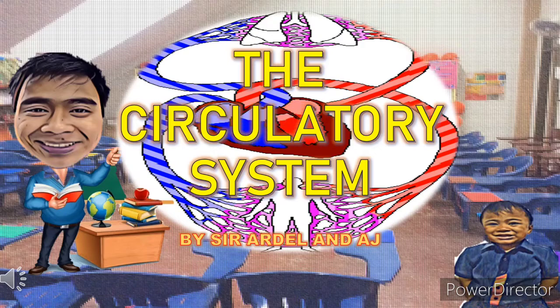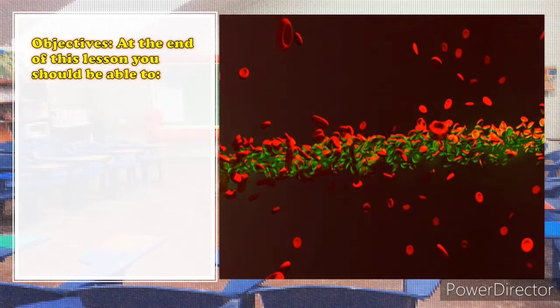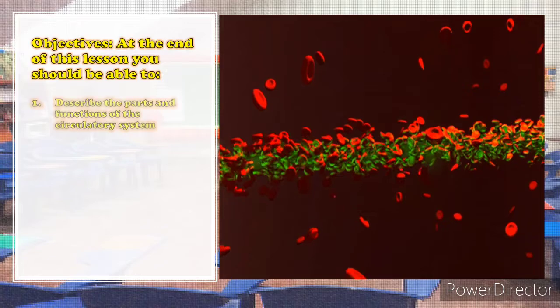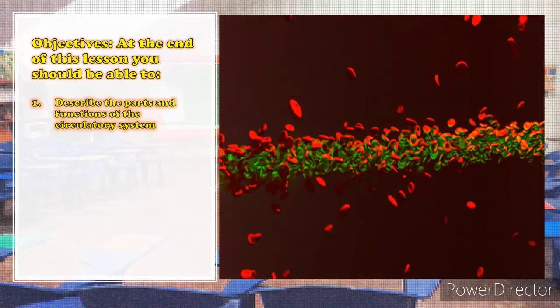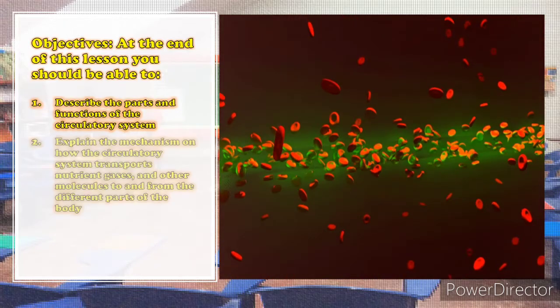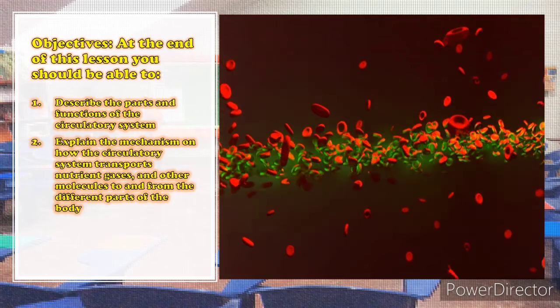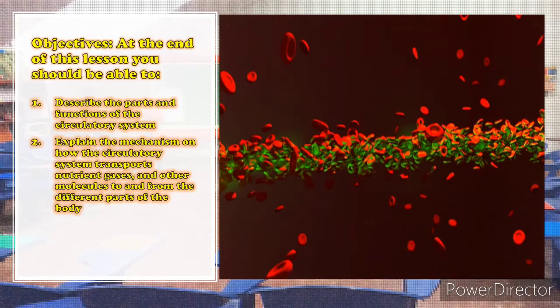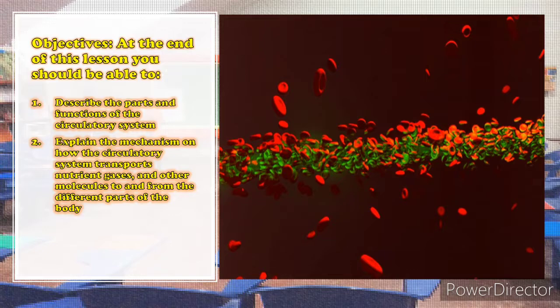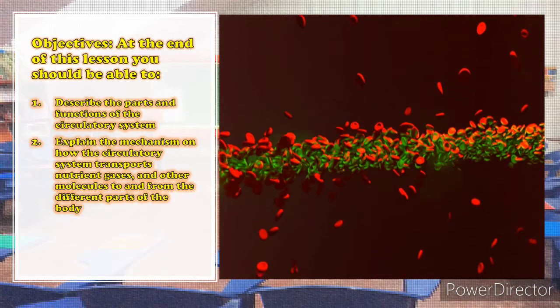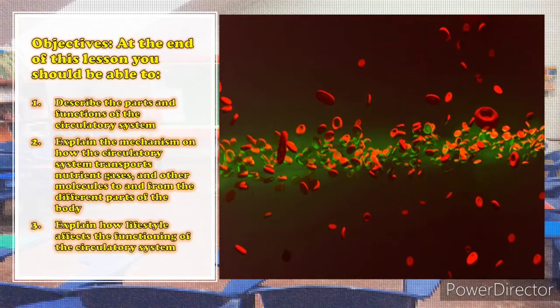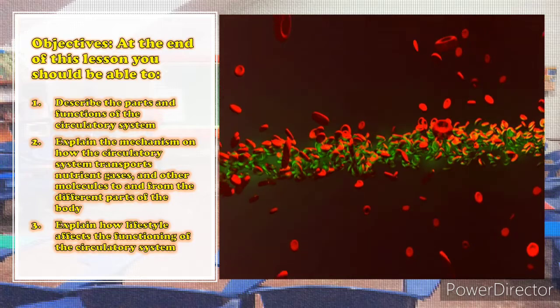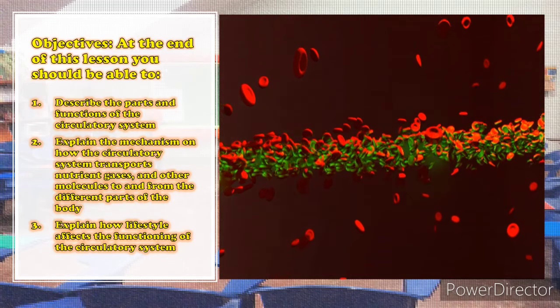We are going to discuss now about circulatory system. Objectives. At the end of this lesson, you should be able to describe the parts and functions of the circulatory system, explain the mechanism on how the circulatory system transports nutrient gases and other molecules to and from the different parts of the body, and explain how lifestyle affects the functioning of the circulatory system.